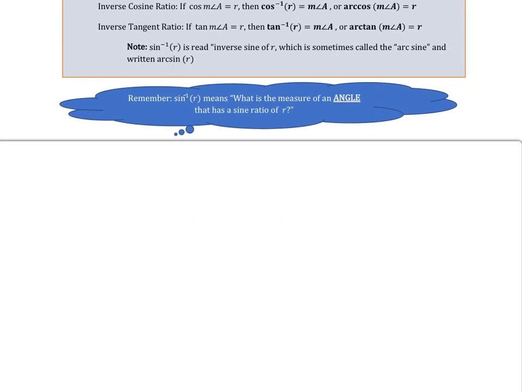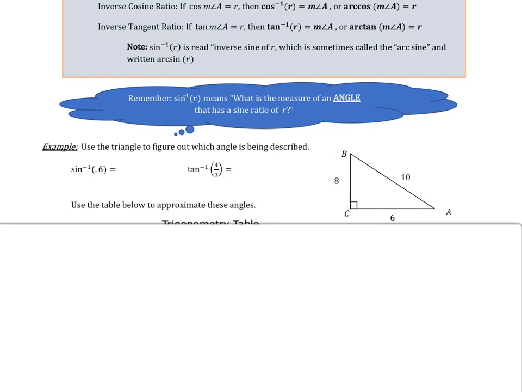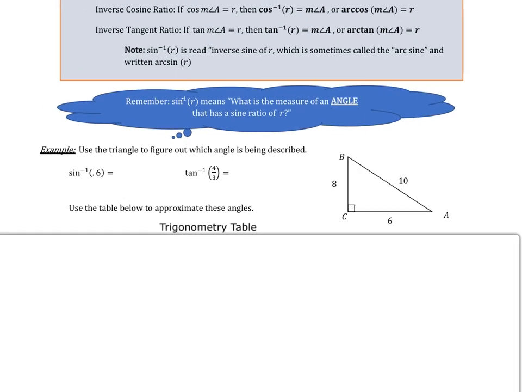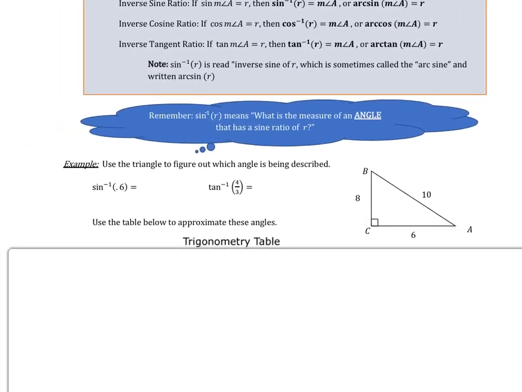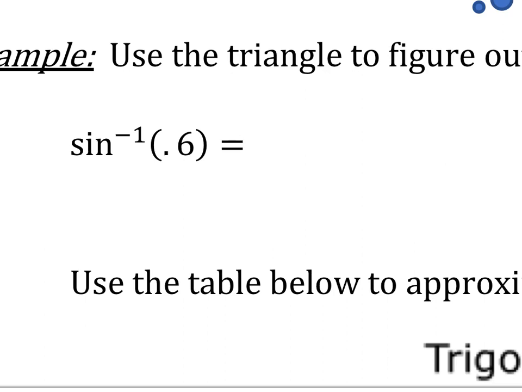All right. So let's use that a little bit here. Let's try that out. Here we have a triangle, and we want to use this triangle to figure out which angle here has a sine of 0.6. Do you recognize that? Well, we have a 6, we have an 8, we have a 10. Oh, well, 0.6 is 6/10. So this is the same thing as saying the inverse sine of 6/10.